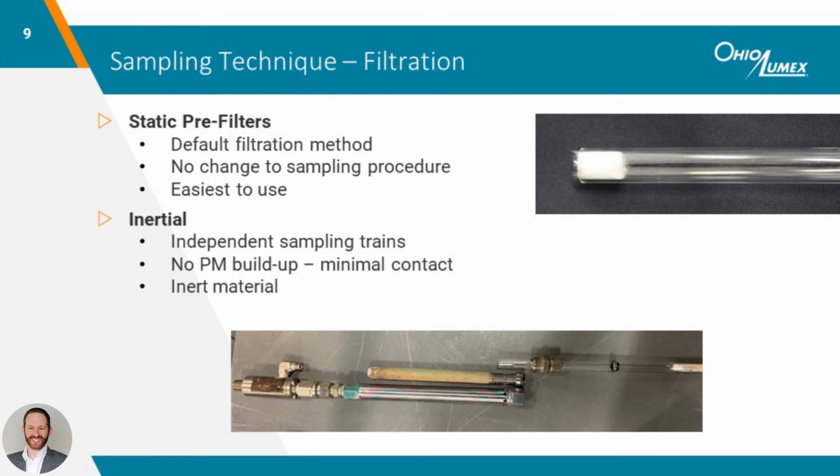When sampling upstream of a particulate control device, as is often the case when sampling near SCRs, it is necessary to filter the sample gas entering the trap. Particulate matter may contain sulfate compounds that will bias the results, or it can completely plug a trap and prevent sampling. When there is a need to filter sample gas, Ohio Lumex generally prescribes one of two methods for filtration.